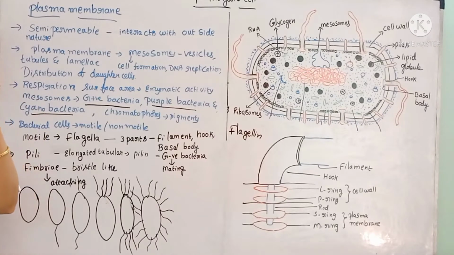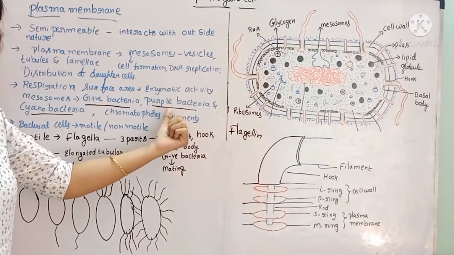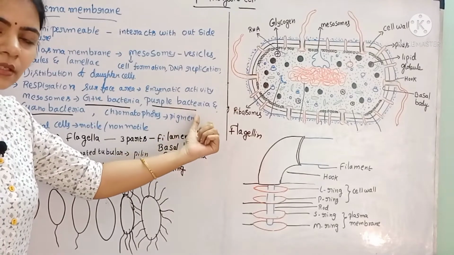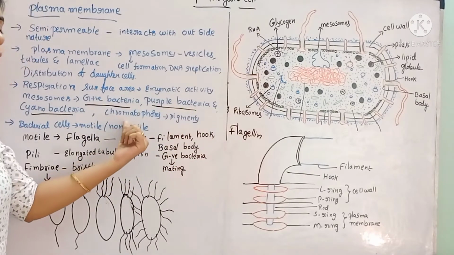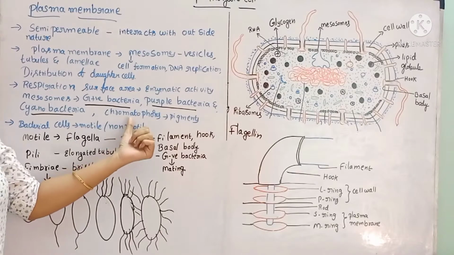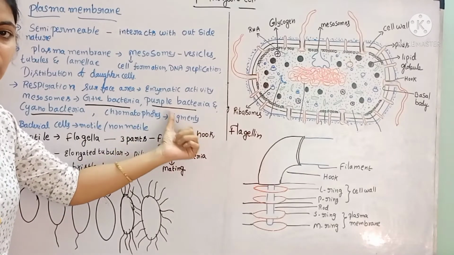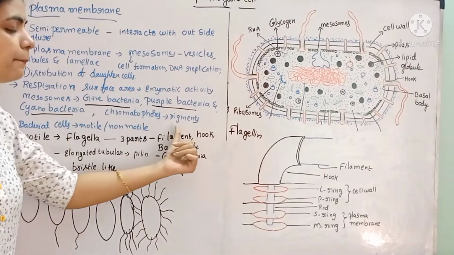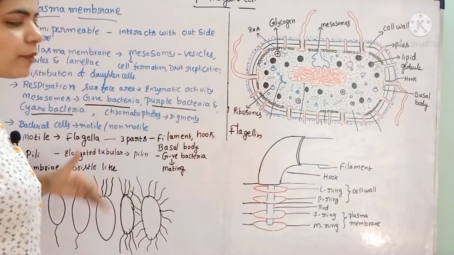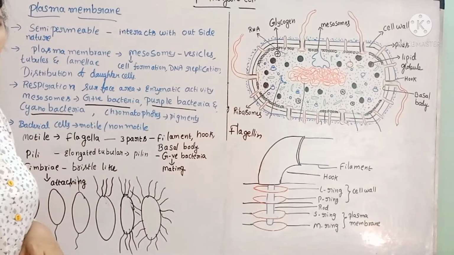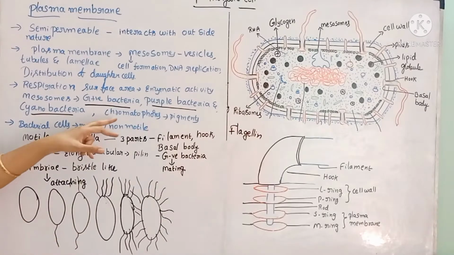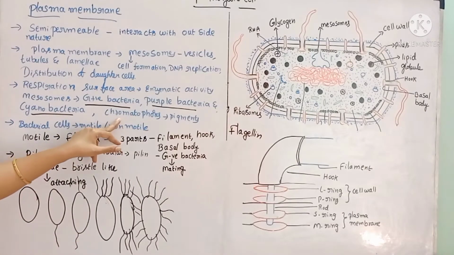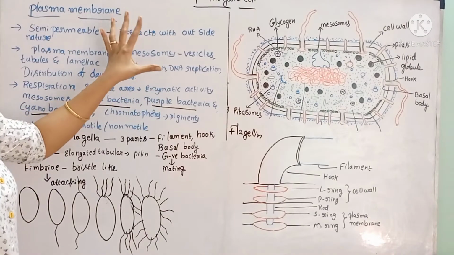Whereas in some photosynthetic bacteria, these invaginations are in the form of chromatophores. These chromatophores are present in photosynthetic bacteria like purple sulfur bacteria and cyanobacteria. These chromatophores are filled with pigments, because they are performing photosynthesis, right? For that, pigments are required. So those pigments are present in the plasma membrane invaginations called chromatophores. With this we have completed the plasma membrane.